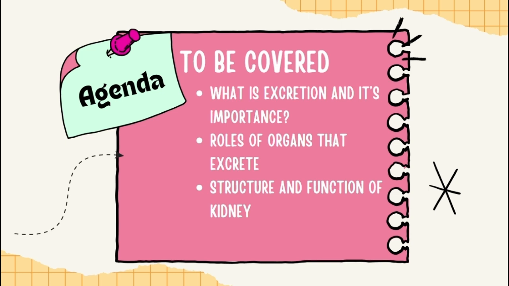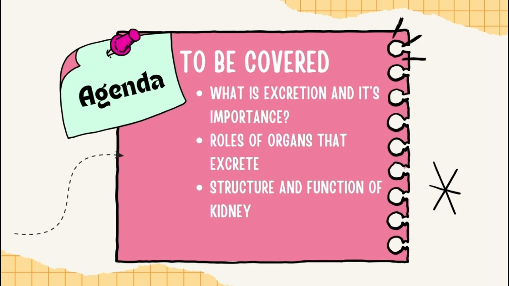But yeah. So anyways, this is the plan. We talk about what is excretion and its importance, the roles of the organs that excrete substances in the body. Don't mix up secrete and excrete. When something excretes, we're talking about waste. Just keep that in mind, waste we're trying to get rid of.